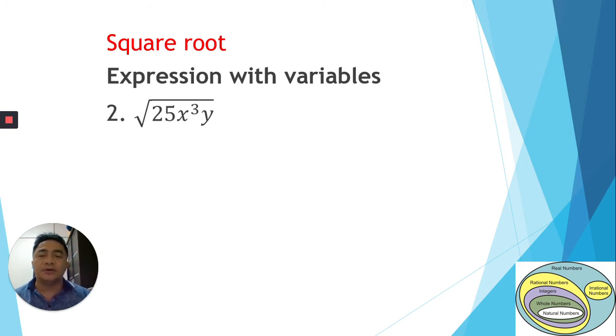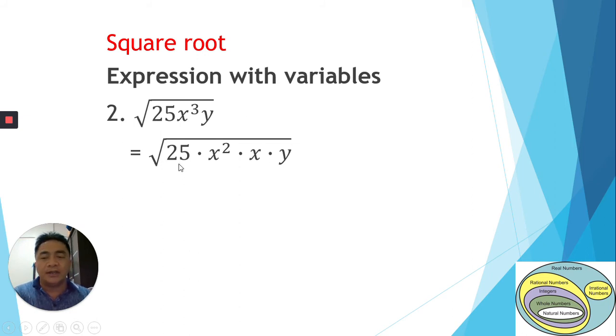The same method applies. Since we have 25, we can replace this with 5 power 2. For x power 3, we can have x power 2 times x, then times y. So we split again. For those non-perfect squares, x and y, will be in one radical sign, and for this one, they will be in one radical sign, like this.